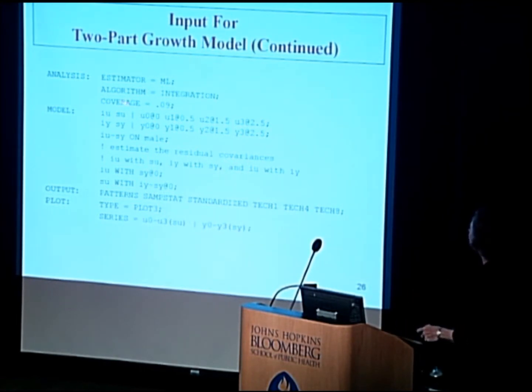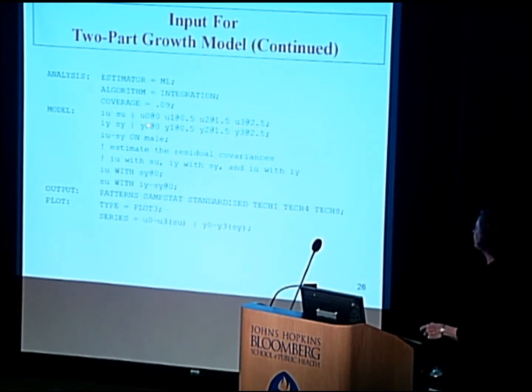Okay, so here's our model command. We have a growth model for the binary part. IU and SU are the growth factors, and a growth factor for IY and SY, the continuous part. Remember the measurement occasions were not equidistant, so we reflect that in the time scores of 0, 0.5, because this was from fall to spring, and then spring to spring would be 1.5, and then spring to spring again would be 2.5. So the distance between the measurement occasions is reflected in the time scores.